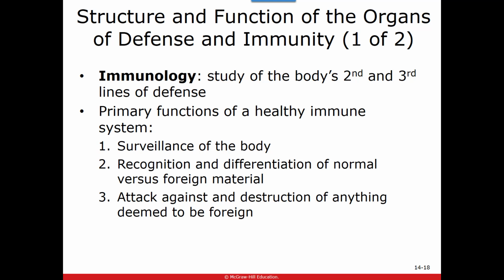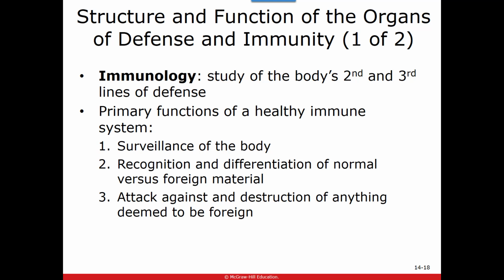Now, the functions of the immune system is to constantly be patrolling the body, looking for any foreign invaders. But it also has to be able to recognize what a foreign invader is versus what a normal cell is, so that we don't start attacking our own cells. And when it does recognize something foreign, that it can attack it and hopefully destroy it, and get rid of it from the body.